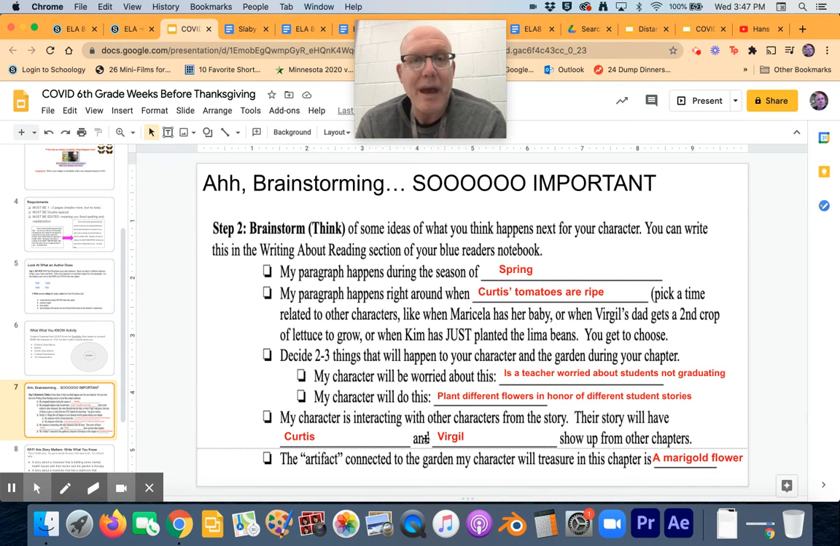And it might just have my character describe seeing this one kid holding a locket and staring at it. That'd be Virgil. Lastly, the artifact connected to the garden my character will treasure in this chapter is a marigold flower. So remember we talked about artifacts, things that have meaning? You could put the artifact you shared in class in your story. It's just got to be some sort of object that matters.